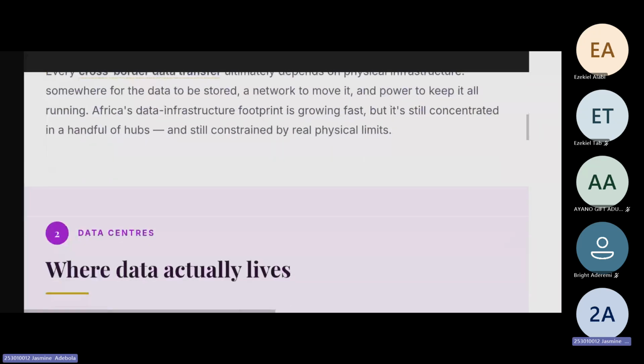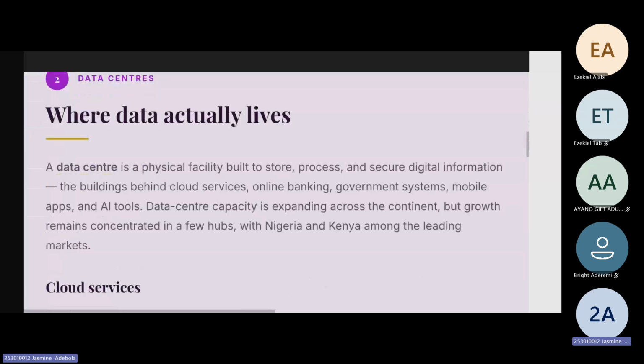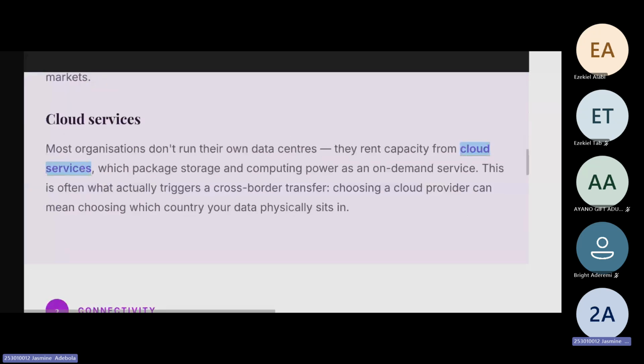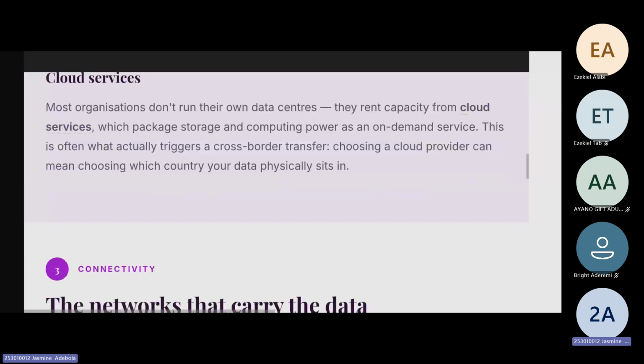A data center is a physical facility that is built to store, process, and secure digital information. Software is not physical, but data centers are the physical part behind it. That's what data infrastructure is. They make use of cloud services, which make storage and computing power available as an on-demand service. This is often what actually triggers a cross-border transfer. Choosing a cloud provider means choosing which country your data physically sits in.